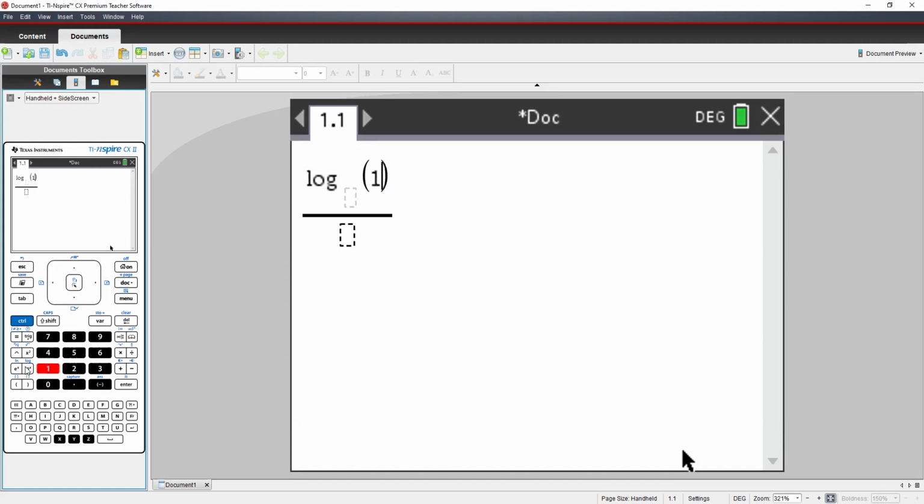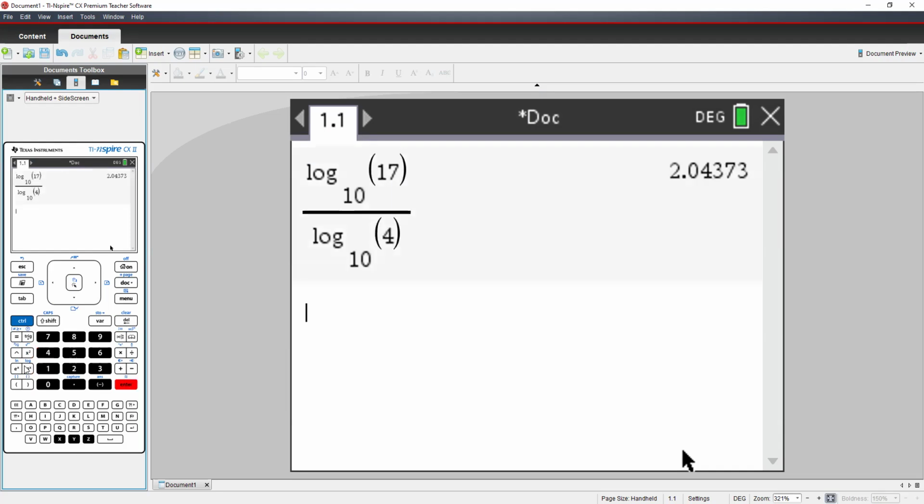And then I would put my 17. I'll do control 10 to the power. Again, I'm not going to type anything, and you get 4. And it gives you an answer. So again, see how they put in the tens for you, even if you didn't put it in there.